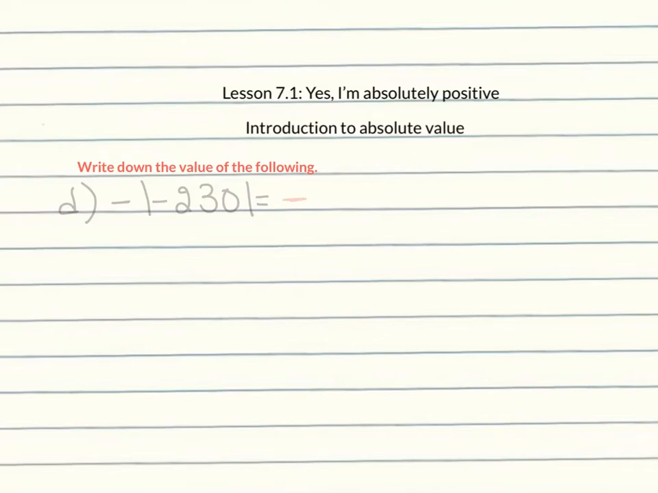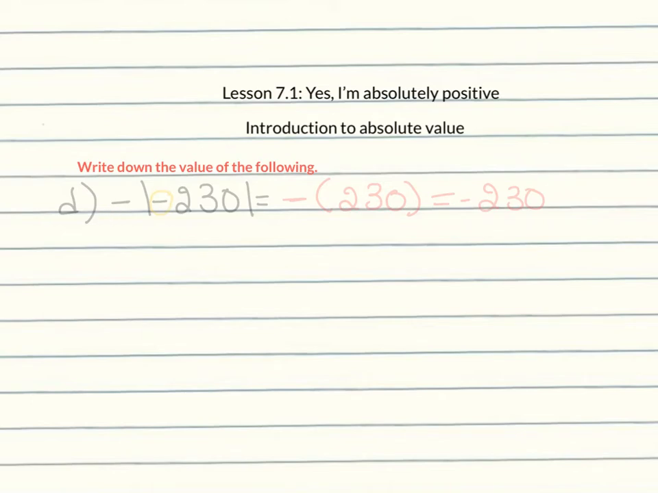Now we look into the absolute value. As you can see, inside the absolute value we have a negative sign. This negative sign should be changed because it's inside the absolute value. So what comes out is 230. Negative multiplied by a positive value, it is negative 230. Again, what's outside the absolute value cannot be changed, stays as is.